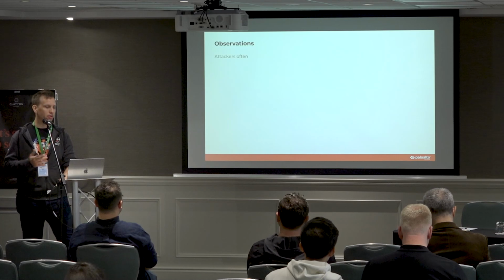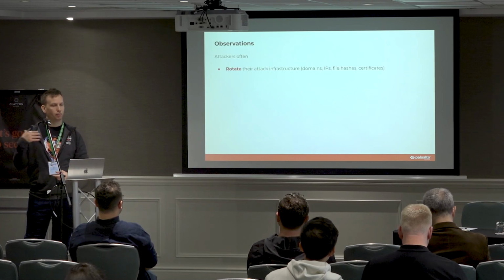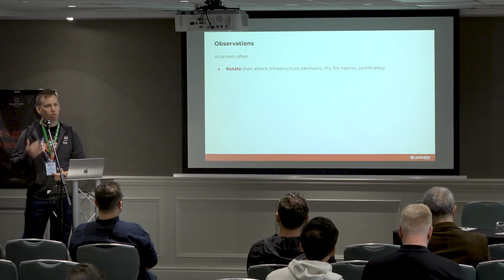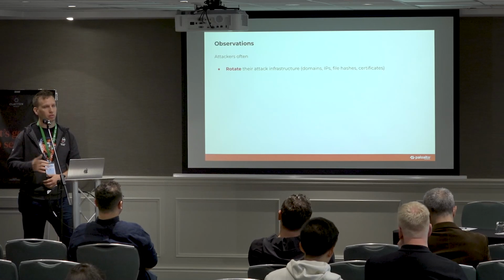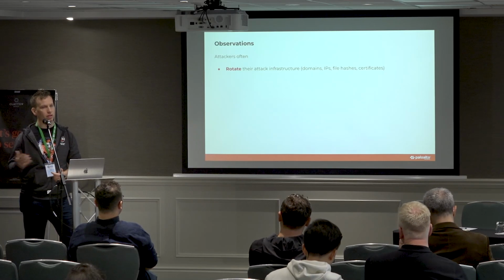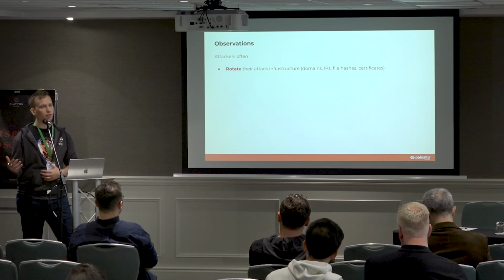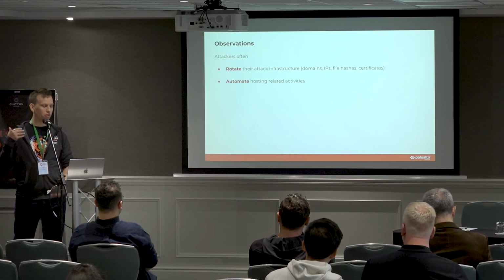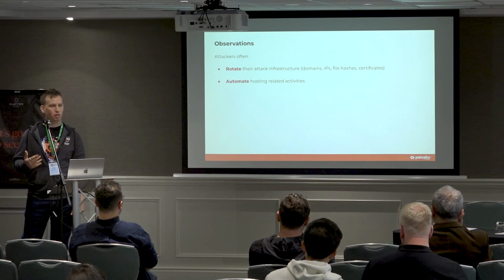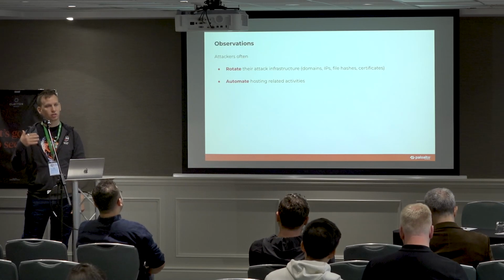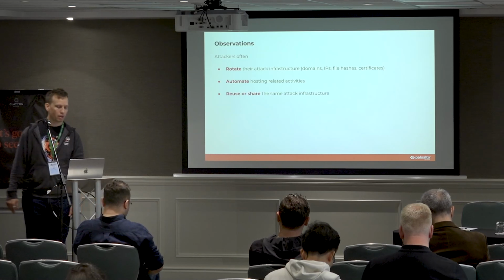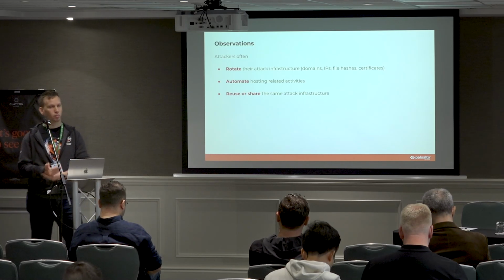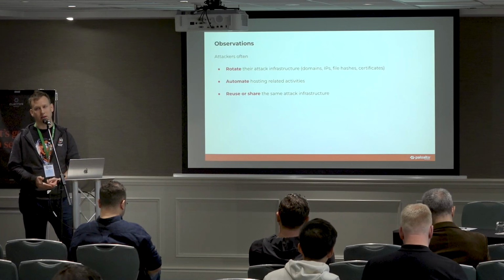Some of these observations that I talked about include that they often rotate their infrastructure. So they acquire many domain names, IPs, and other kinds of IOCs. But what we find is they often don't use them at the same time. They use some of them, they rest them, they use them again. They use them in different ways. So this rotation can be leveraged. They also automate many of their hosting activities. They register domains in bulk, they set up certificates automatically, and so on. And they also reuse and share infrastructure among different groups. This is for convenience and economical reasons.